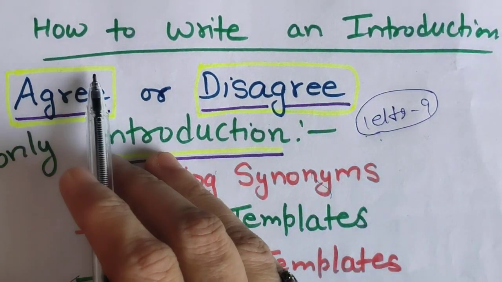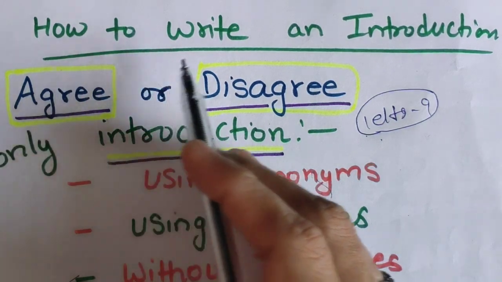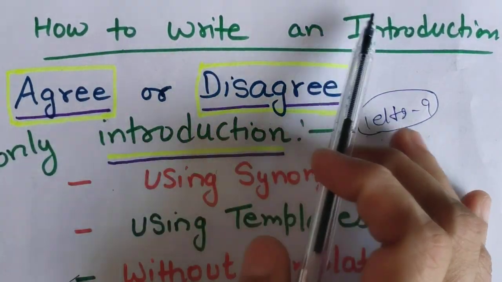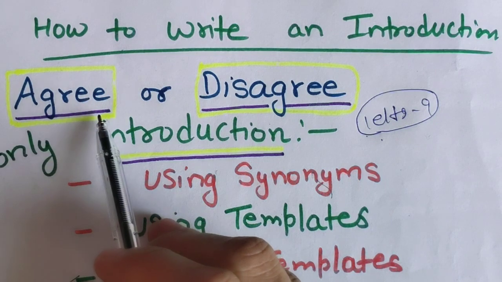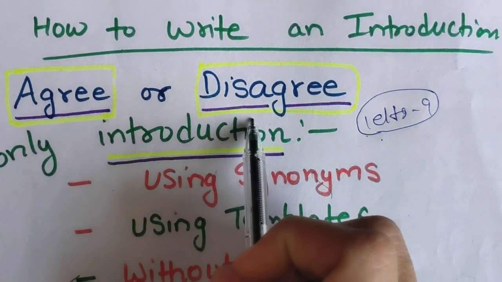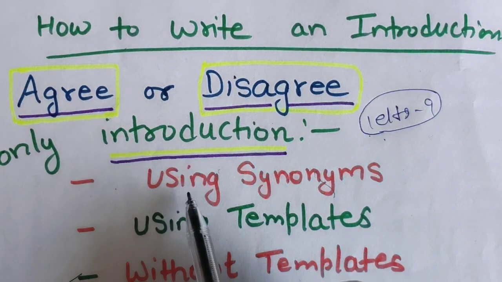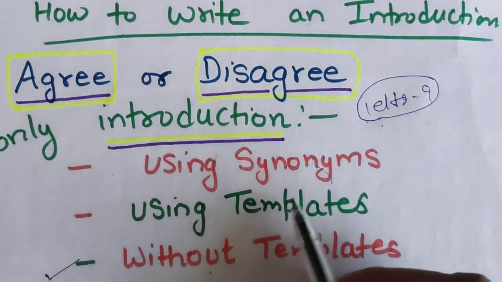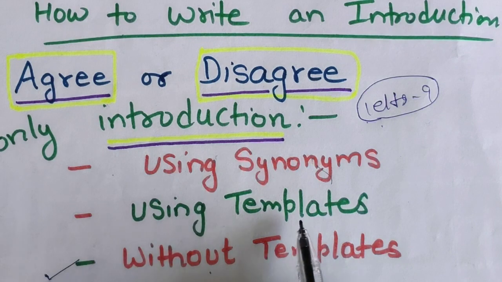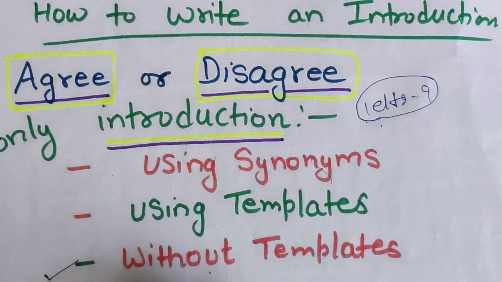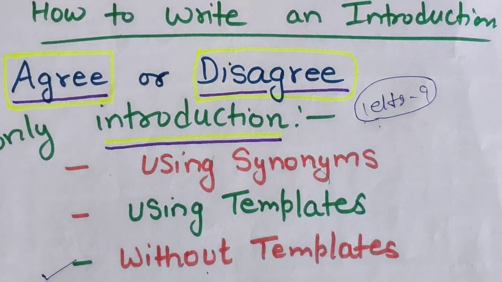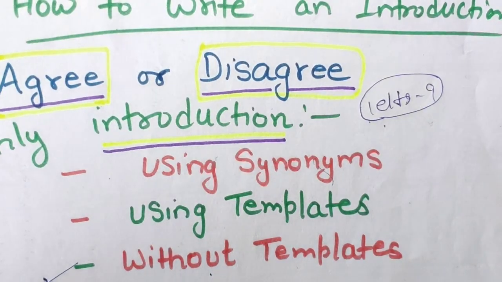So here the agenda of my video is how to write an introduction in IELTS writing task 2 agree or disagree essay. I will be explaining only the introduction part by using three methods: using synonyms, second is using templates, and third is without templates. Okay. So without wasting time, let's read the question statement first.